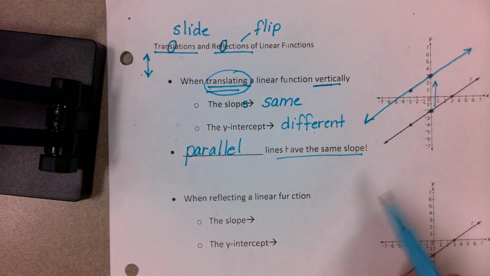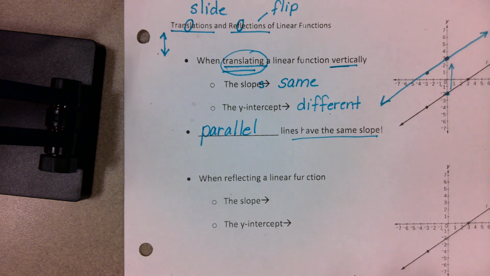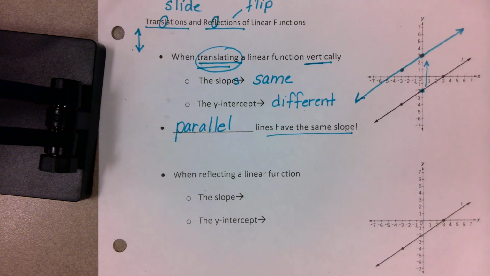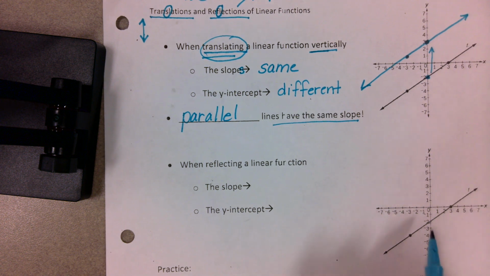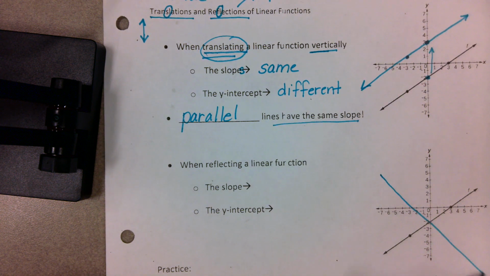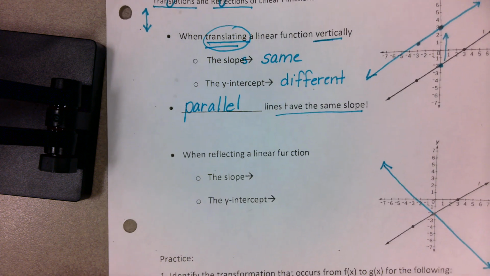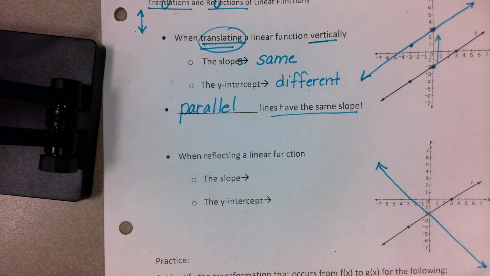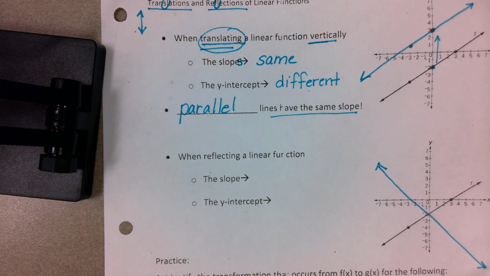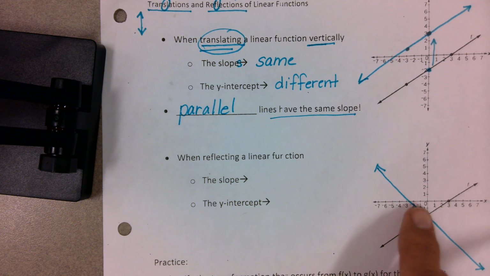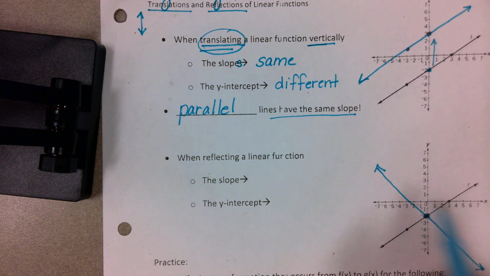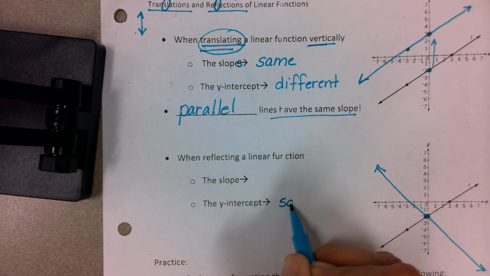Translation: sliding, shifting vertically. Now we have to talk about reflecting a line with a linear function. If I reflect the line, or flip it, and again I'm going to sketch a line here, I just flip my line. What happens to my slope? Actually, let's start with the y-intercept because that's pretty obvious. The y-intercept of these two lines is the same. So the y-intercept doesn't change.